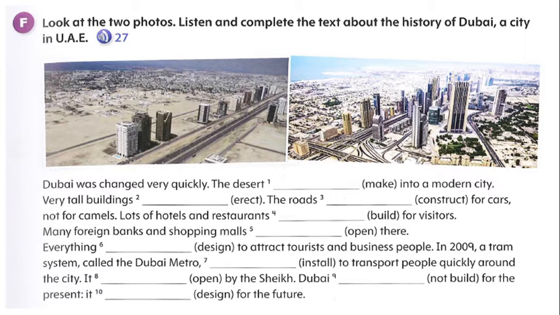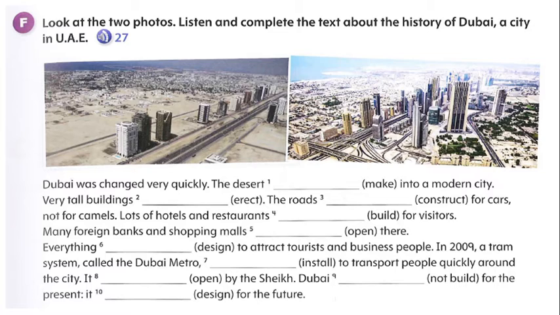Dubai was changed very quickly. The desert was made into a modern city. Very tall buildings were erected. The roads were constructed for cars, not for camels. Lots of hotels and restaurants were built for visitors. Many foreign banks and shopping malls were opened there. Everything was designed to attract tourists and business people.